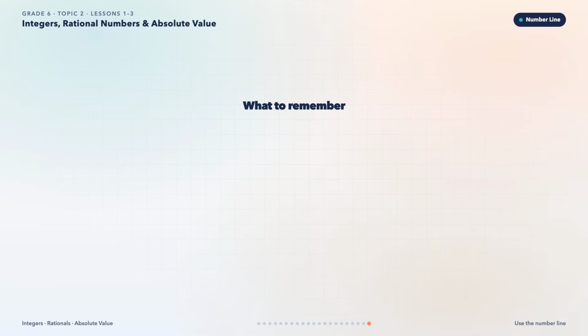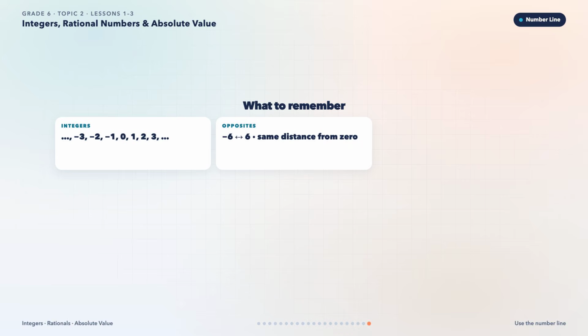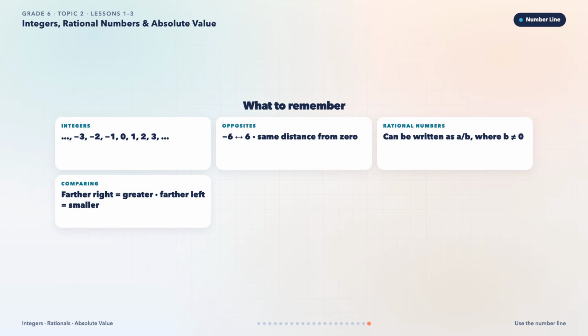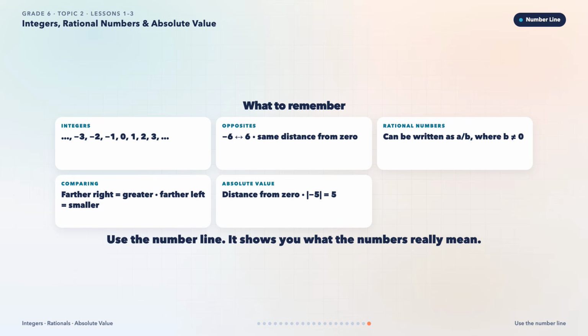Here is what to remember. Integers are the counting numbers, their negatives, and 0. Opposites sit the same distance from 0 on opposite sides, like negative 6 and 6. Rational numbers can be written as a over b, where b is not 0. When you compare, farther right is greater, and farther left is smaller. Absolute value is distance from 0. The absolute value of negative 5 is 5. Use the number line. It shows you what the numbers really mean.